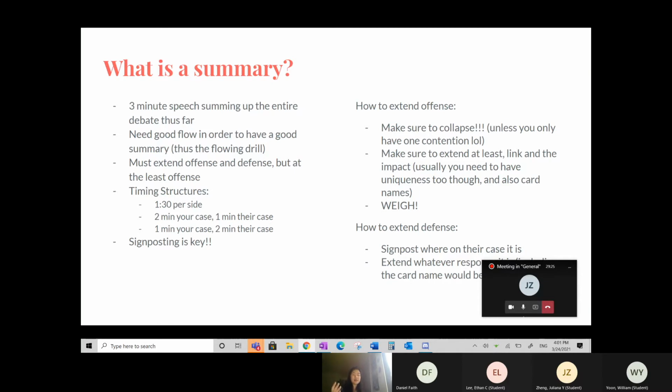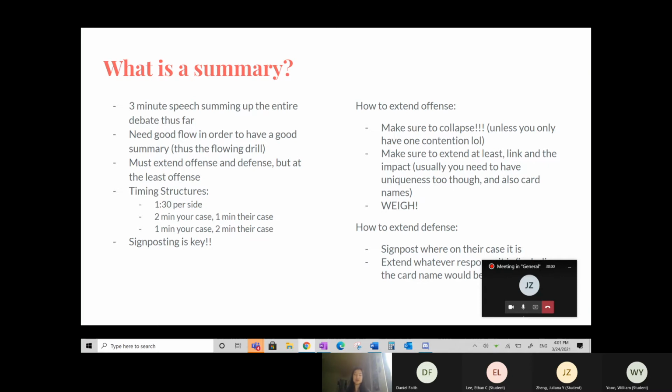And in this case, signposting is key. What I mean by signposting is telling the judge where you are on the flow or which argument you're talking about. If I just start off like, oh, judge, my partner Hannah tells you in rebuttal that price controls actually don't decrease innovation because blah, blah, blah, your judge doesn't know which argument you're talking about. They have your case and your opponent's case. Maybe you have 3 contentions, your opponents have 3 contentions. If you don't signpost, they don't know whether you're starting on your case or their case, and they also don't know which contention you're on.